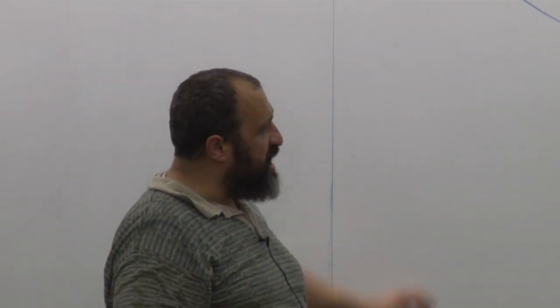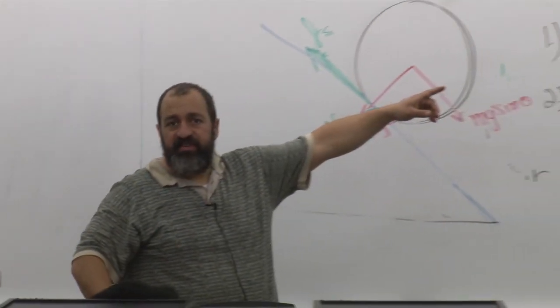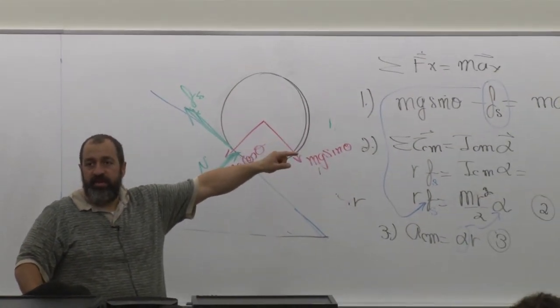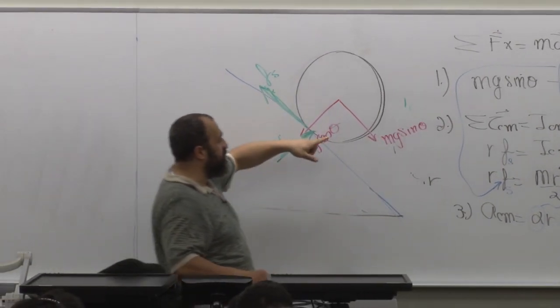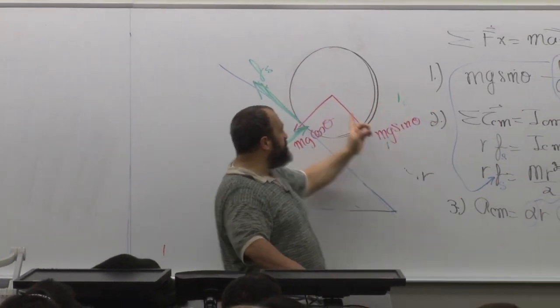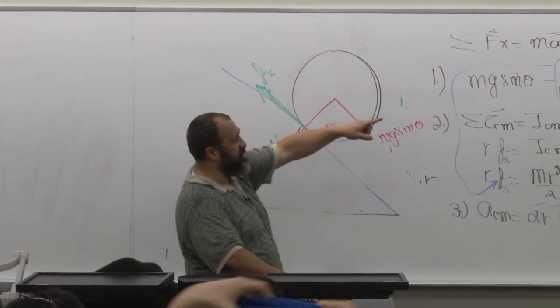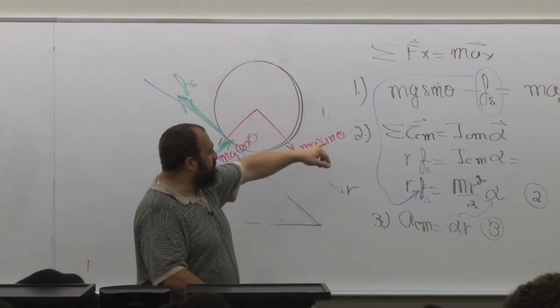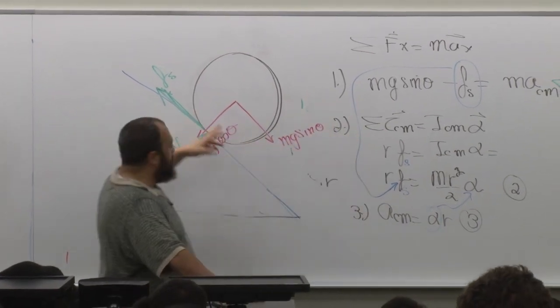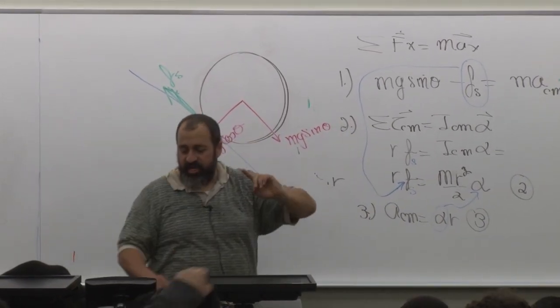Beginning with where we left off, we had this object rolling downhill, and we said the sum of the forces in the x direction equals ma, so that gave us mg sin theta minus fs equals m a_cm, right? Newton's second law. The sum of the torques equals I alpha, and the only torque exerting it. Please pay attention here, guys.